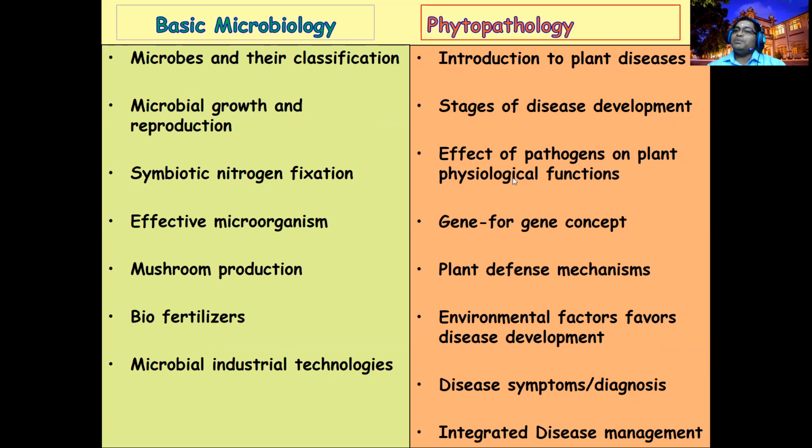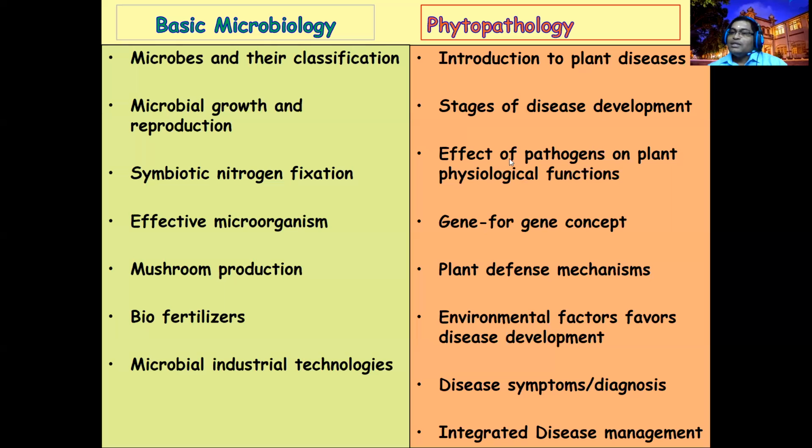Here you will study what the plant physiological functions are. You would have studied a lot of plant physiological functions in the first year, second semester: photosynthesis, water translocation, food translocation, transpiration, protein synthesis, and different plant physiological functions. Then how the plant pathogen interferes with the plant physiological function. If it interferes with the plant physiological function, the plant will get disturbed. If the plant gets disturbed, then the plant will not be normal. If the plant is not normal, we call it a plant under disease condition.